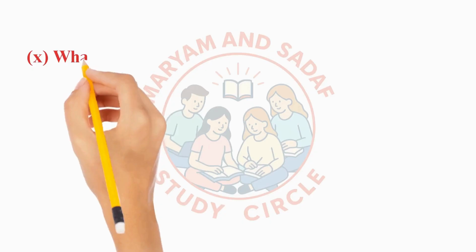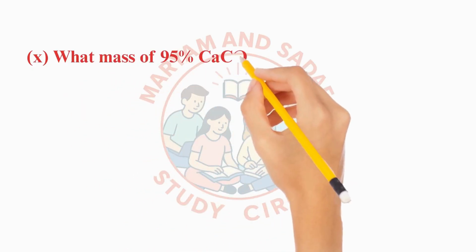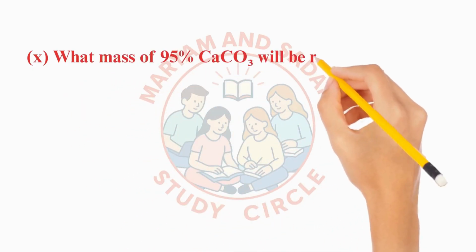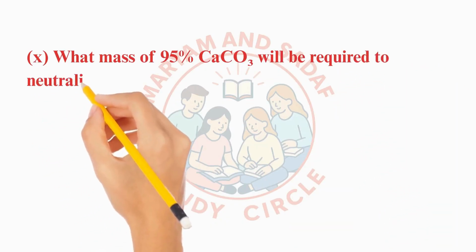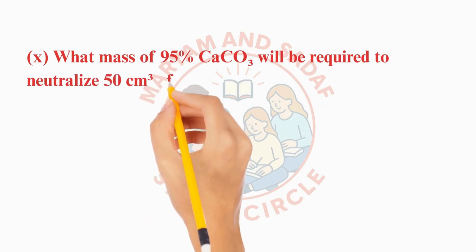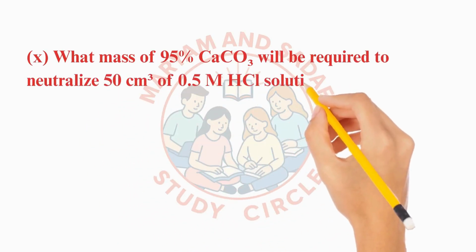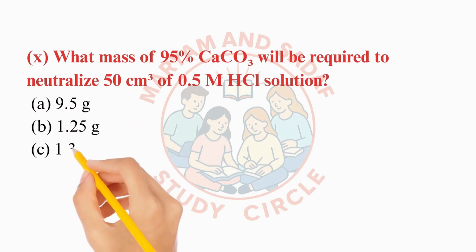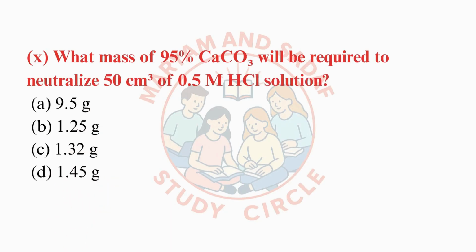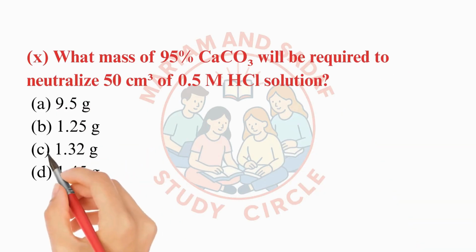What mass of 95% calcium carbonate will be required to neutralize 50 cubic centimeters of 0.5 molar hydrochloric acid solution? A. 9.5 grams. B. 1.25 grams. C. 1.32 grams. D. 1.45 grams.